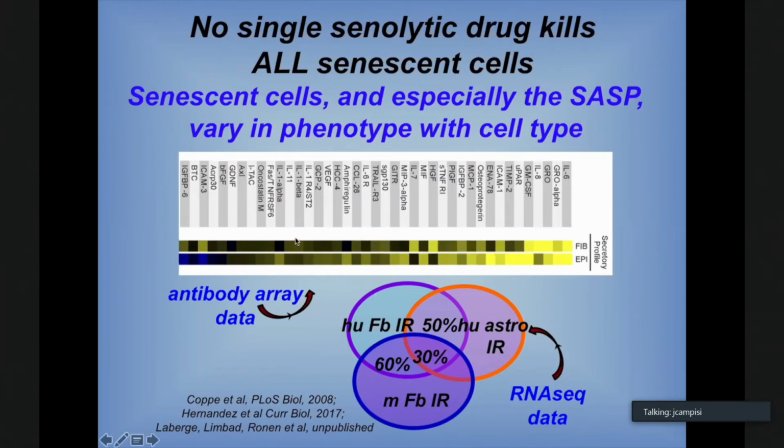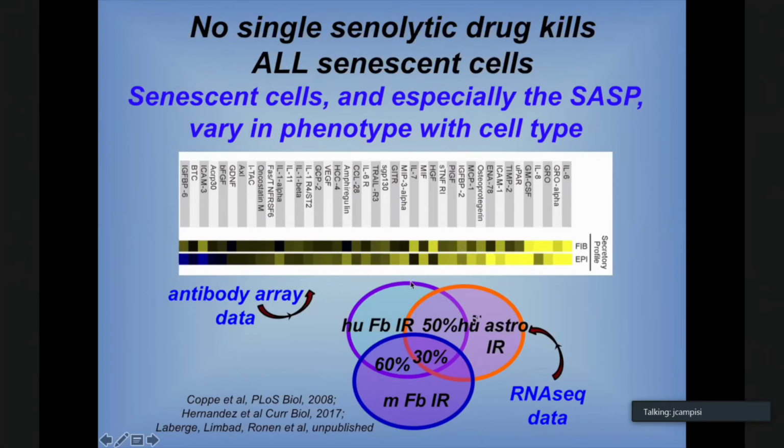This is an early example of an antibody array showing fibroblasts and epithelial cells from the same individual. So this is the same genotype and the same tissue. This is from a human prostate. And you can see that there are some secreted products that are stromal specific and some that are epithelial specific. And then more recently, many labs, including ours, have done RNA-seq. And you can see, for example, if you compare human astrocytes and human fibroblasts induced by the same insult, ionizing radiation, there's overlap for sure, but there are distinct cell type specific differences.